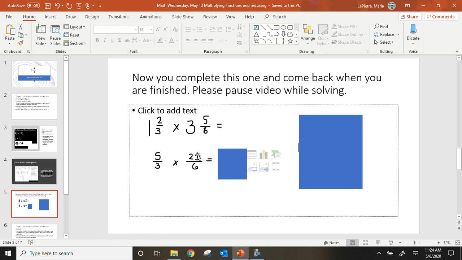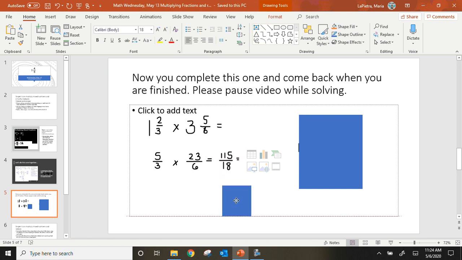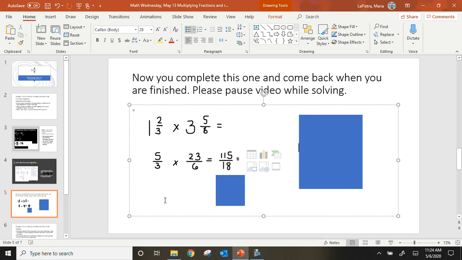And when I multiply across, 5 times 23, what did you get? And 3 times 6 we know is 18, so you should have gotten 115 over 18. Now, we know that's an improper fraction, so you should automatically know in your head we are going to divide. So here we go.